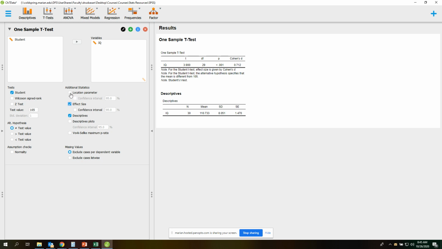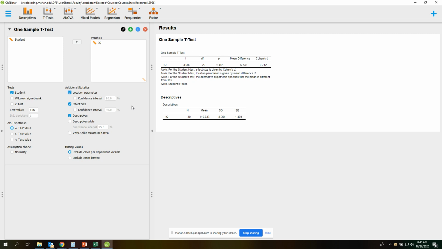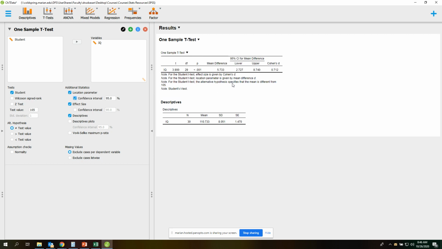If you look over here at the additional statistics, this location parameter, if you click on that, that's how you end up getting that mean difference of 5.733, which again is consistent with what's in your textbook. And you're still missing a confidence interval. Well, if you look over here at this location parameter, you click on this confidence interval, and now you actually get the confidence interval here. And again, what does that mean? That confidence interval really is about the mean difference between these two variables.